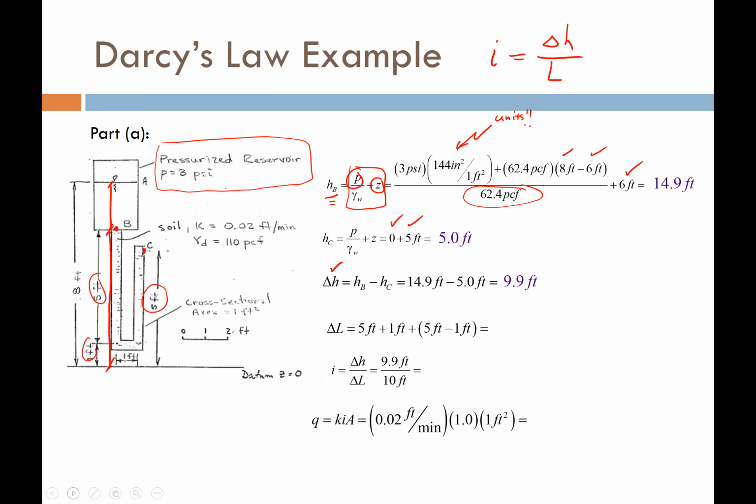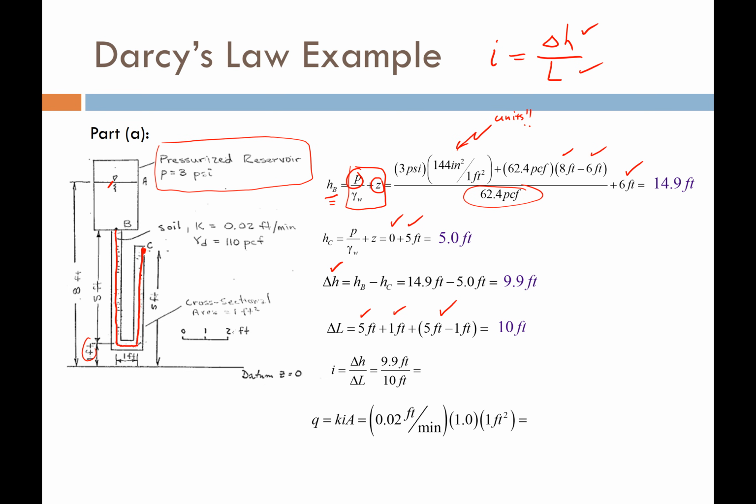Okay, so that gave us the head loss. Now we need to get the length over which that head loss occurs. So that's the distance from B down to the bottom of our pipe, which is 5 feet, plus another foot to the right, plus another 4 feet up to point C. So 5 feet plus 1 foot plus 5 minus 1, which is 4 feet. And so that's going to give us 10 feet. So now we have our length.